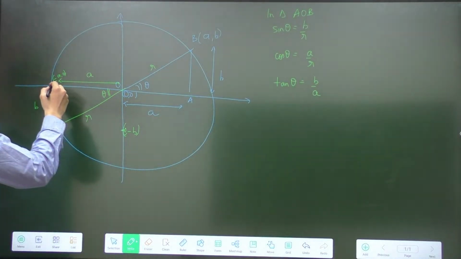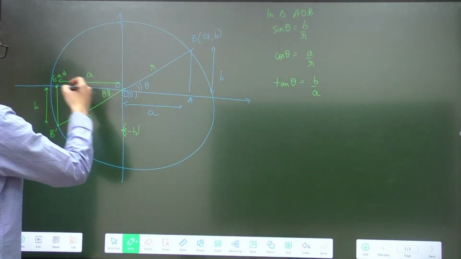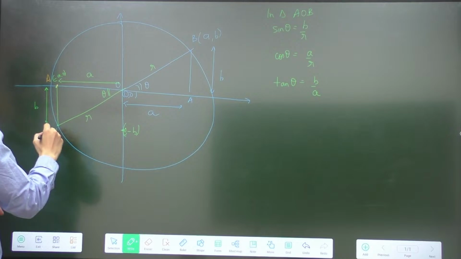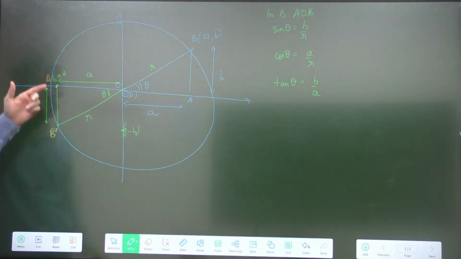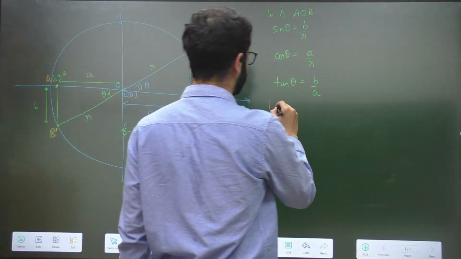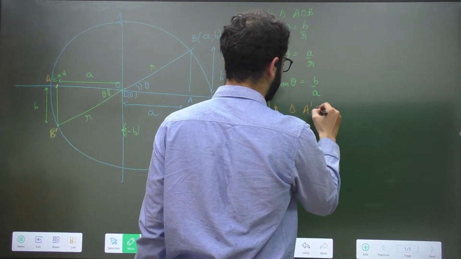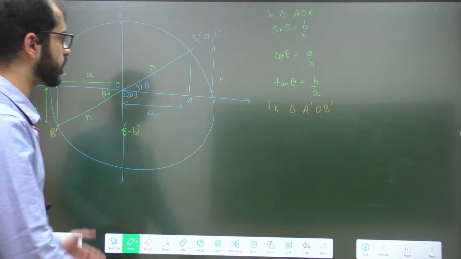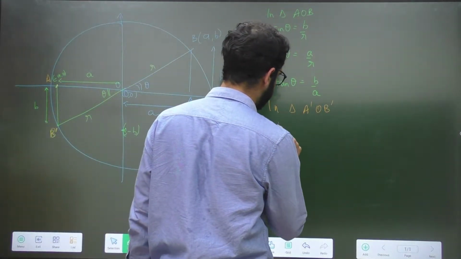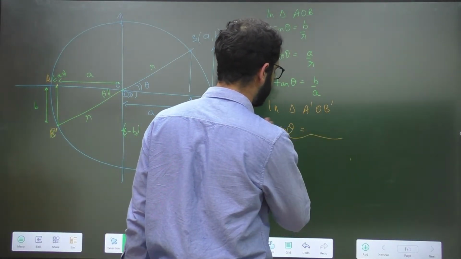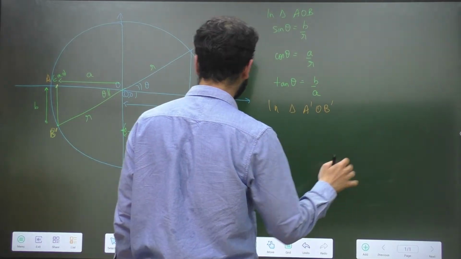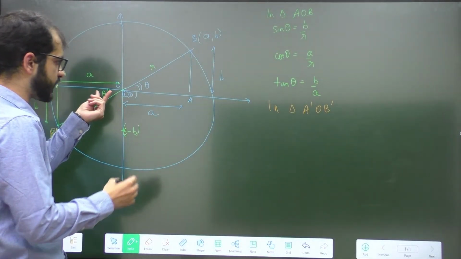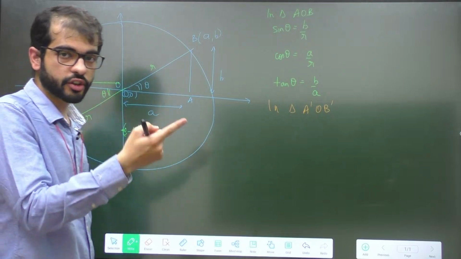This point is going to be B dash and this point is going to be A. This is B dash and that is A. So in triangle A dash O B dash, if we are discussing about this triangle, let's discuss the angle. If this is theta, the angle is always measured from positive x-axis.